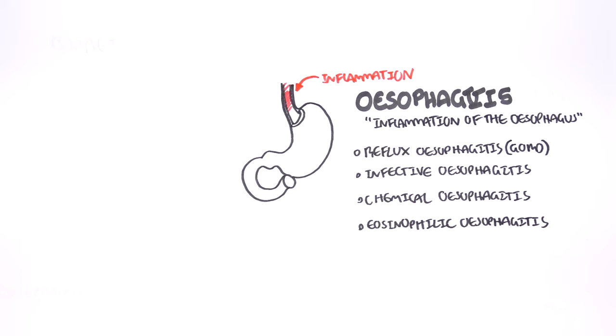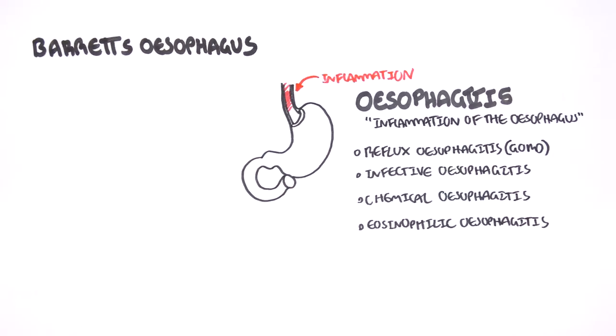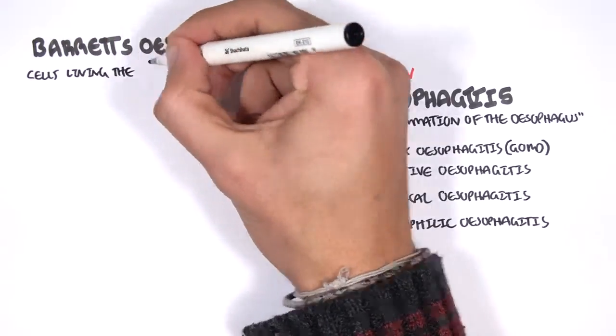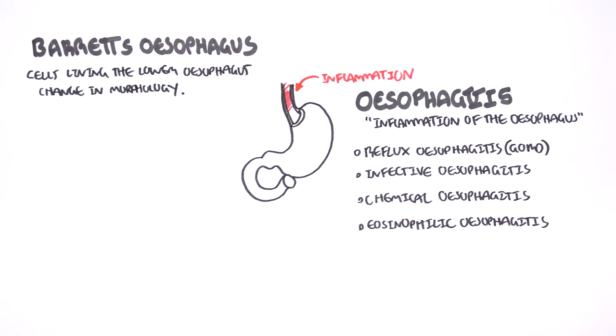But while we're talking about the esophagus, let's talk about Barrett's esophagus. Barrett's esophagus is a condition where cells lining the lower esophagus change in morphology. So the esophagus can be divided into three parts. The last part, the third part, the cells that line this area essentially change in shape.